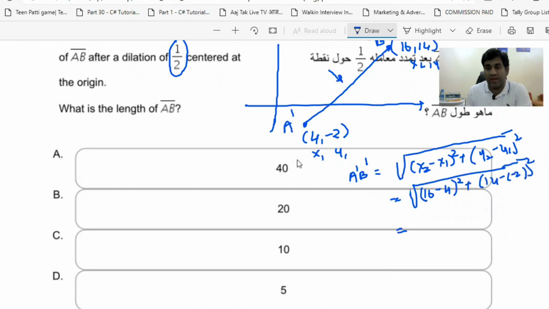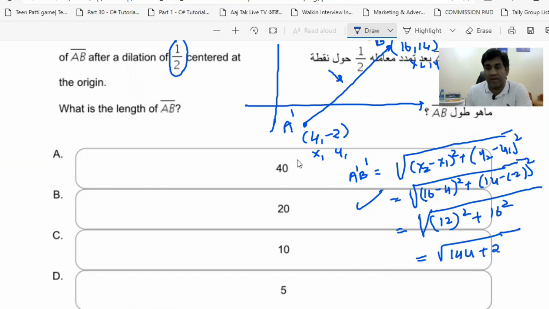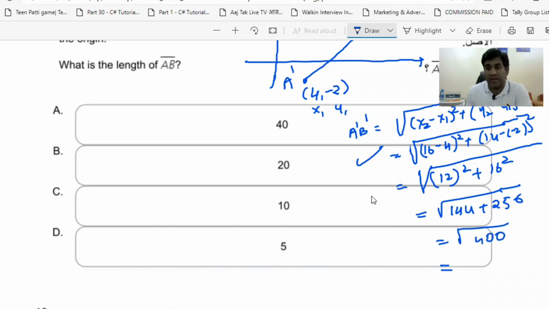Because a calculator is allowed, you can put this expression in as it is and you'll get the answer. Not to worry. So 16 minus 4 is 12 square, plus 14 minus of minus 2 is 16 square. 12 square is 144, and 16 square is 256. Together that gives 400. 144 plus 256 is 400, and square root of 400 is 20. So we know that the length of the line segment A dash B dash is 20.